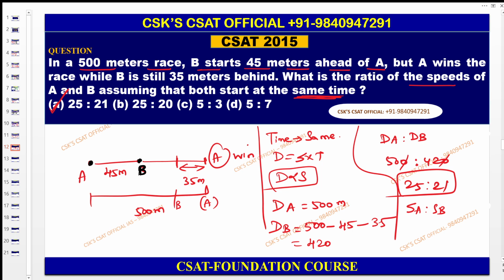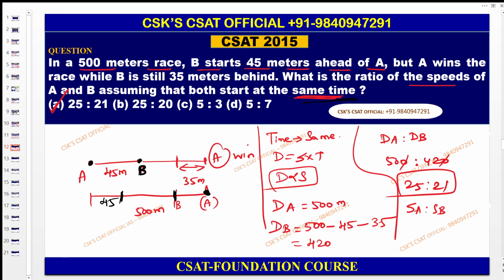So now A completed. A wins means A completed. When A reaches this point, completing the 500 meters, B is still 35 meters behind. Therefore, when the time is constant, the distance is directly proportional to the speed. Find the distance covered by A: 500 meters. For the distance covered by B, we have to subtract 45 and 35 in order to find the distance covered by B.